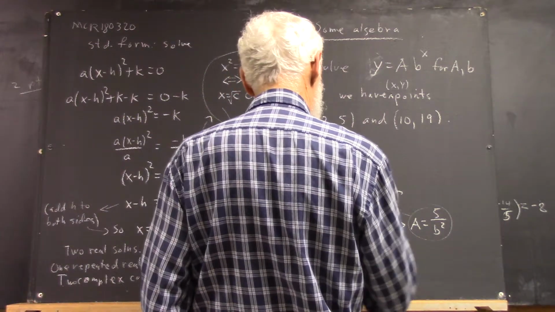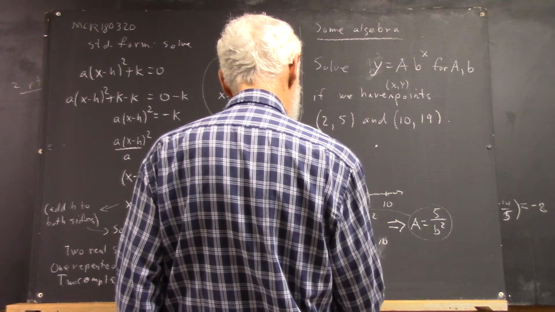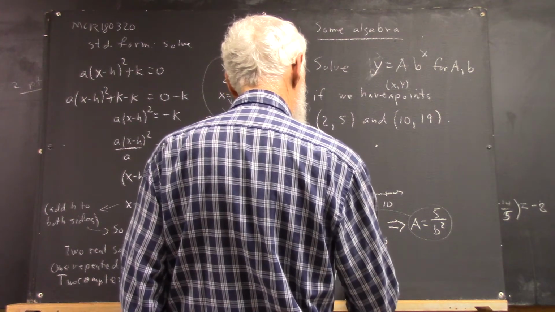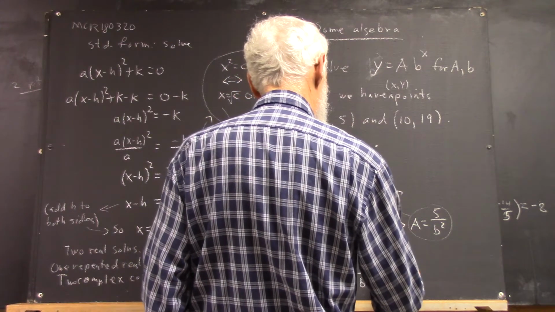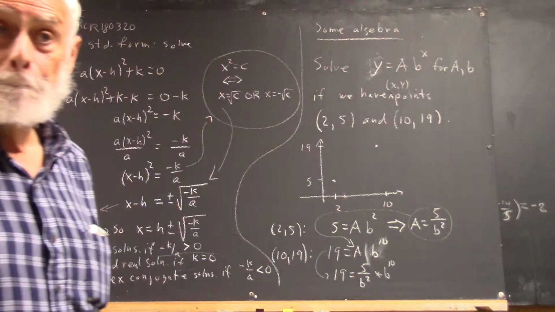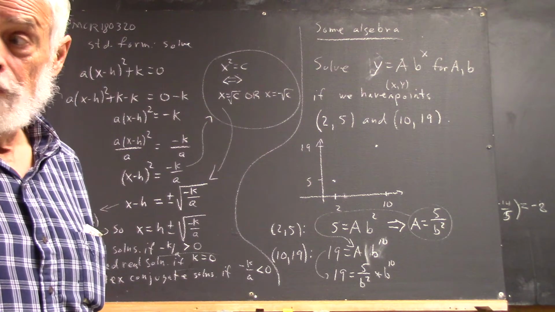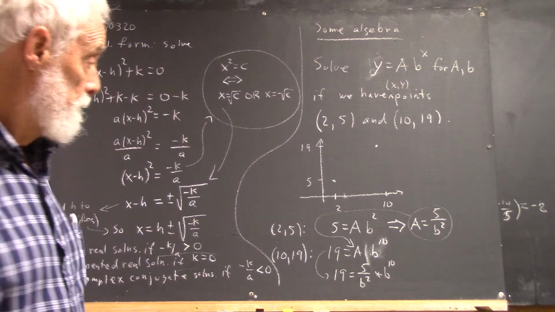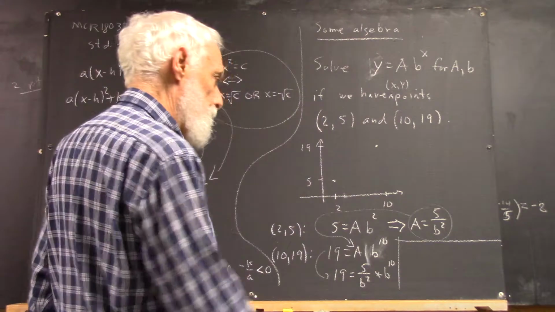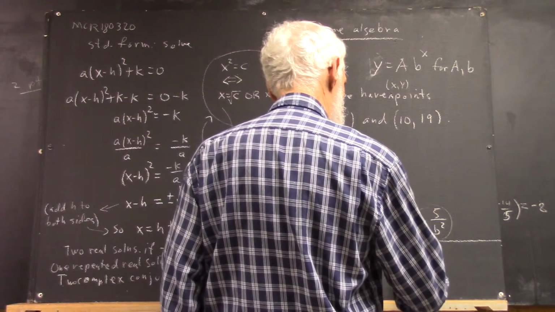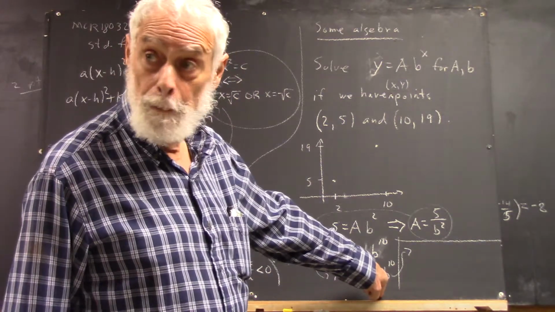And that gives us the equation 19 equals 5 over b squared times b to the 10th, right? Now, can we solve that equation for b? Well, I need a little more room here, so I'm going to erase this part of the board. Okay, well, we simplify this first of all, right?